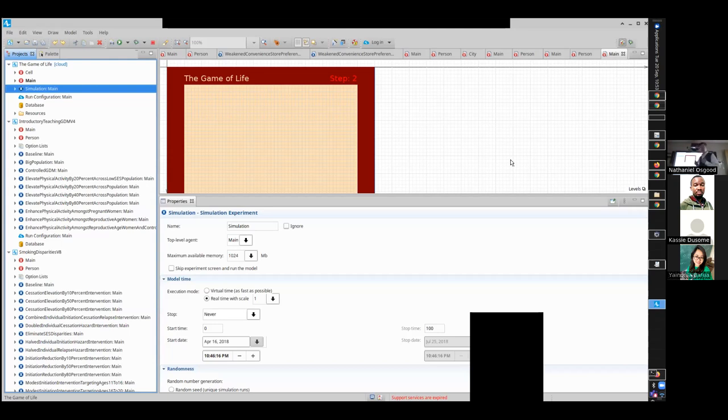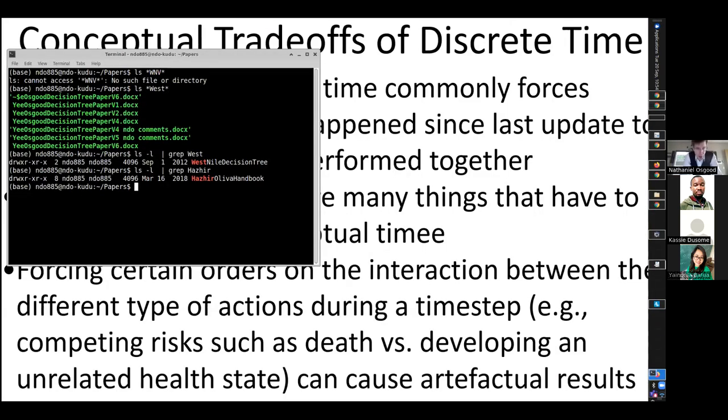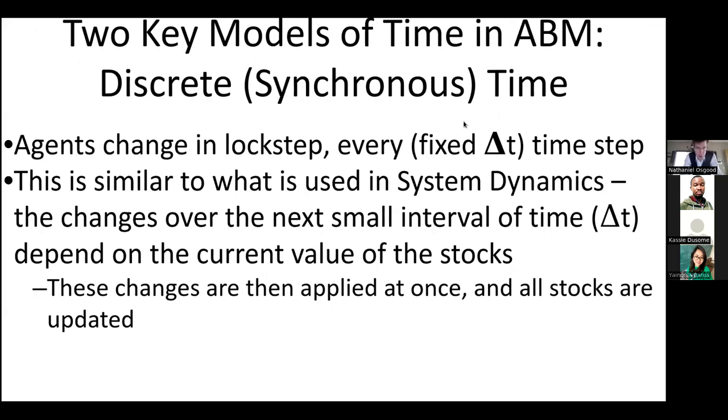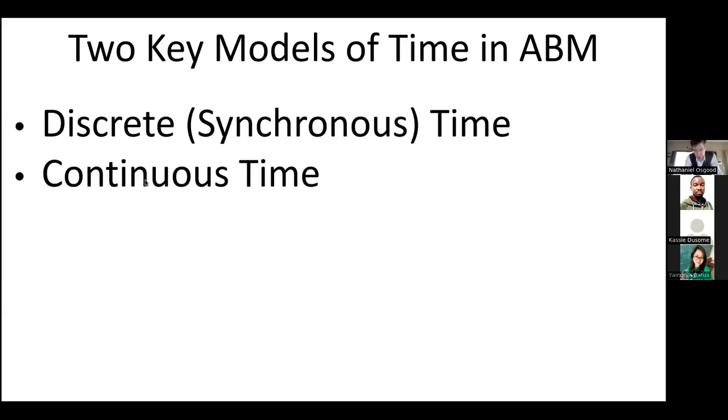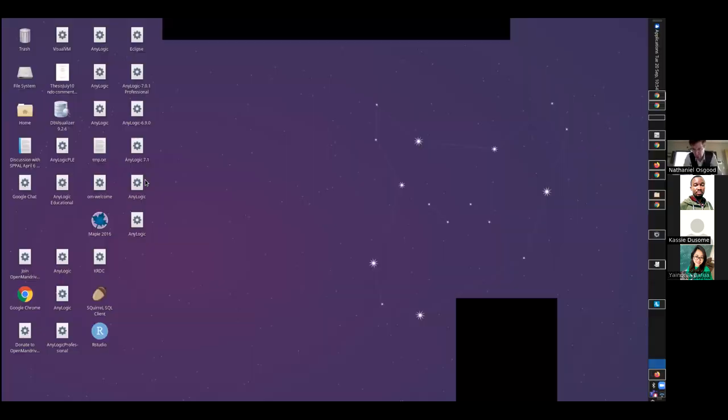And some types of agent-based models will try to randomize after the fact, within a time step, which one went first. And one can do that, but one ends up moving towards something closer to the second model of time. And as you might have guessed, those listening closely, the second model of time is not discrete time, but continuous time. And I'd like to illustrate this too with a model.